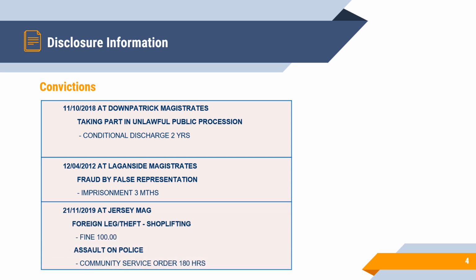Finally, this third example shows two offences heard at Jersey Magistrates Court on the 21st of November 2019. The offences were a foreign legislation theft, shoplifting, which resulted in a £100 fine, and assault on police, for which the offender received a 180 hours community service order.